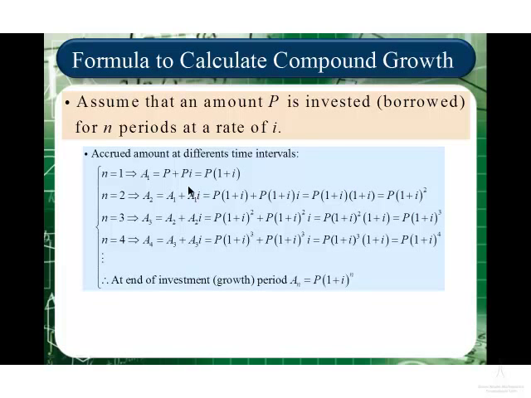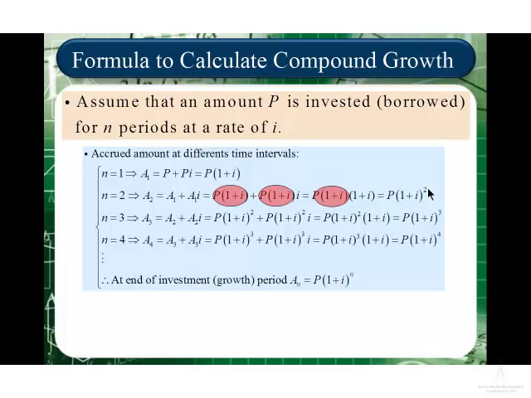So if we take the formula for A1 that we have from the first interest period, P times 1 plus I, and substitute, then we see that we generate a common factor as indicated on the screen. The common factor is P times 1 plus I in this case. And if we take this, we're left with 1 plus I, and together with the 1 plus I, we have the accrued amount after the second interest period to be P times 1 plus I all squared.